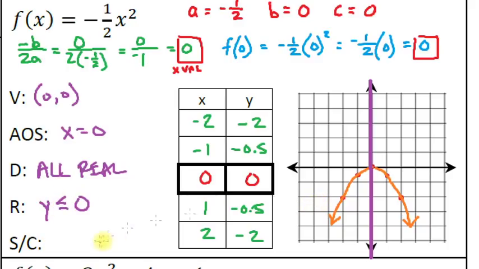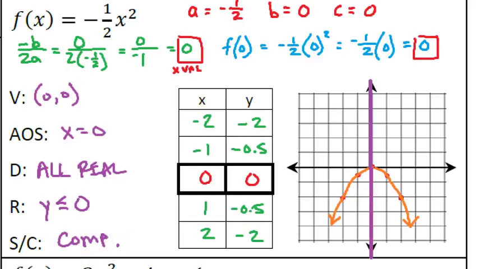And the last thing: is this parabola being stretched or compressed? We've gone through this already. Since the a value is less than 1, or if you took away the sign, between 0 and 1, that means our parabola is being squished or compressed. So we're going to put it is compressed.